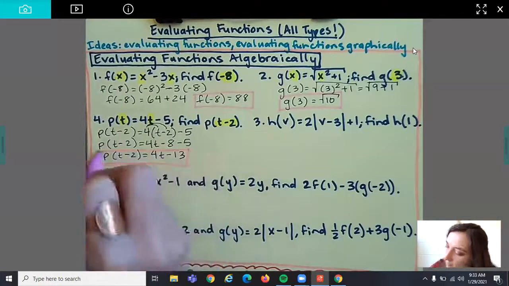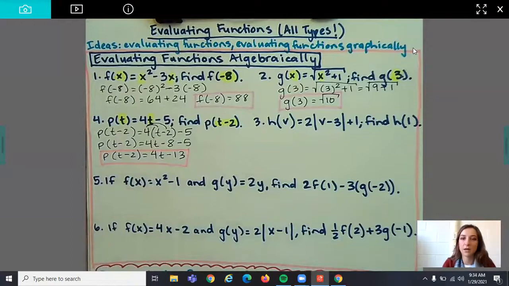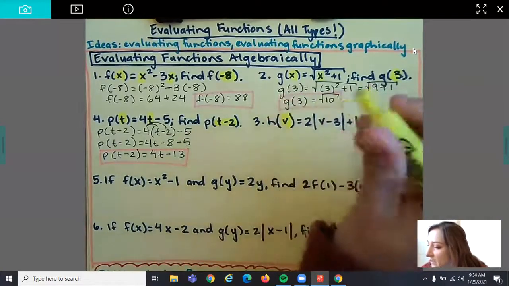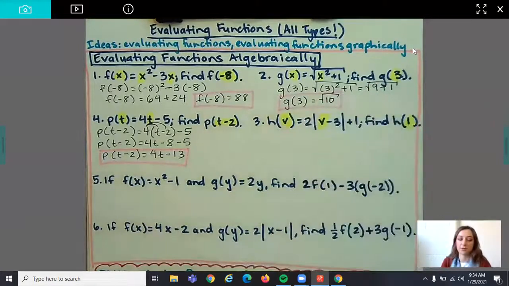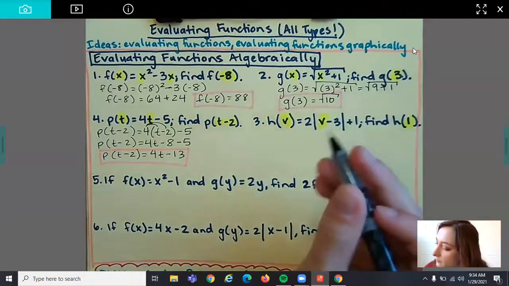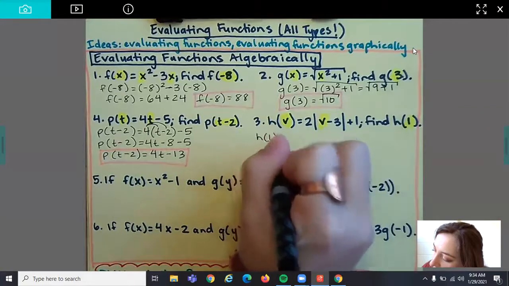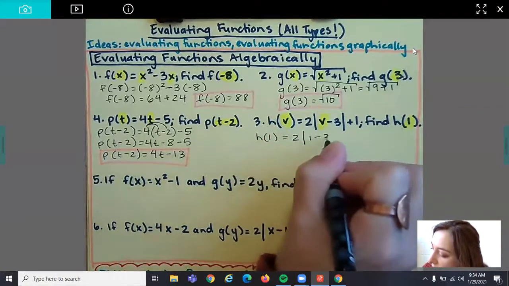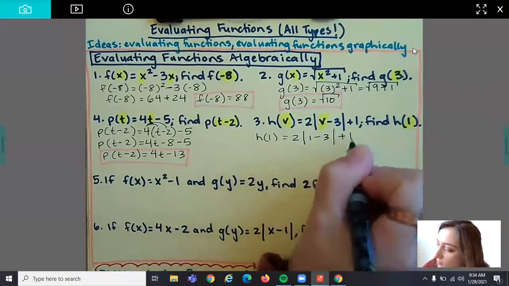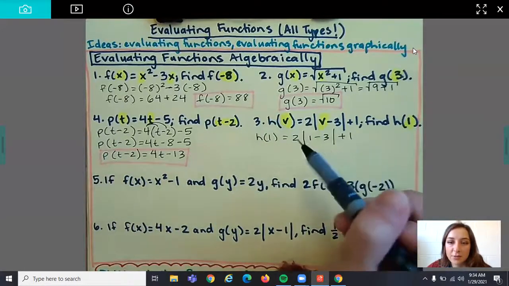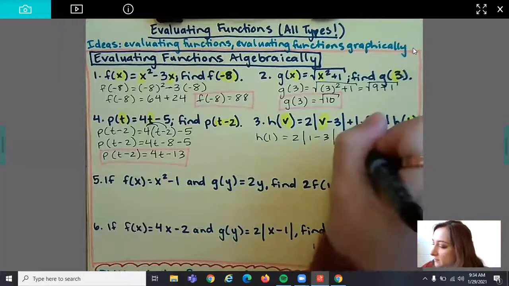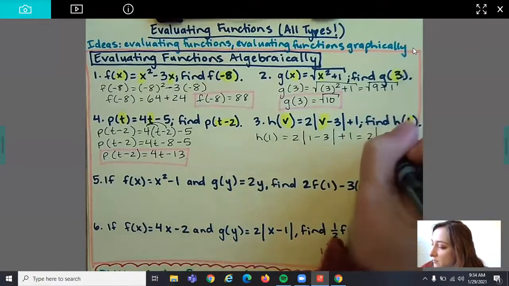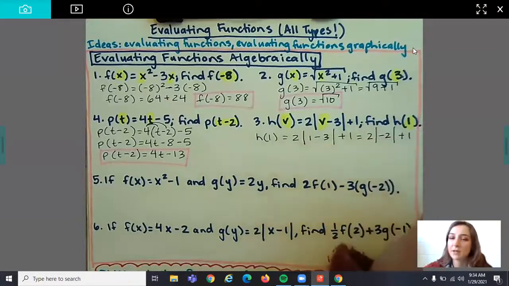Okay, let's do another one. In this one, we have h of 1. So everywhere that I see a v, I'm going to plug in a 1. So let's start here. h of 1 equals 2 times the absolute value of 1 minus 3, plus 1. Let's start with the absolute value on the inside. 1 minus 3 is -2, and then plus 1 on the end.